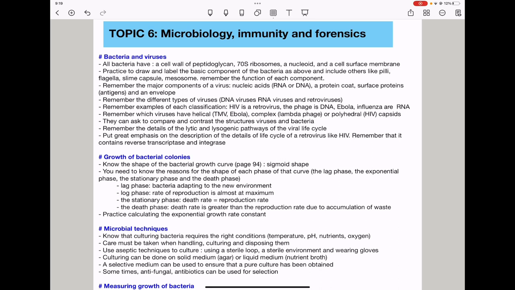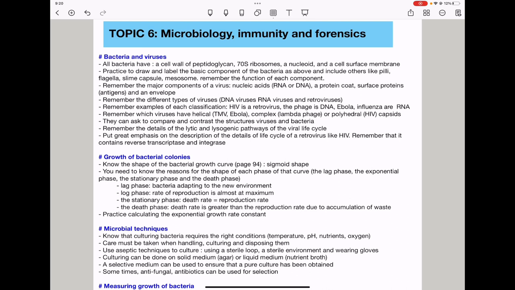Please remember the major components of a virus, like they have nucleic acids. Some viruses are RNA viruses while others are DNA viruses. You should remember that some have a protein coat. They have surface proteins, which could be antigens, and these are used for infection. And some of them have nuclear envelopes and others do not. So please remember the different types of viruses.